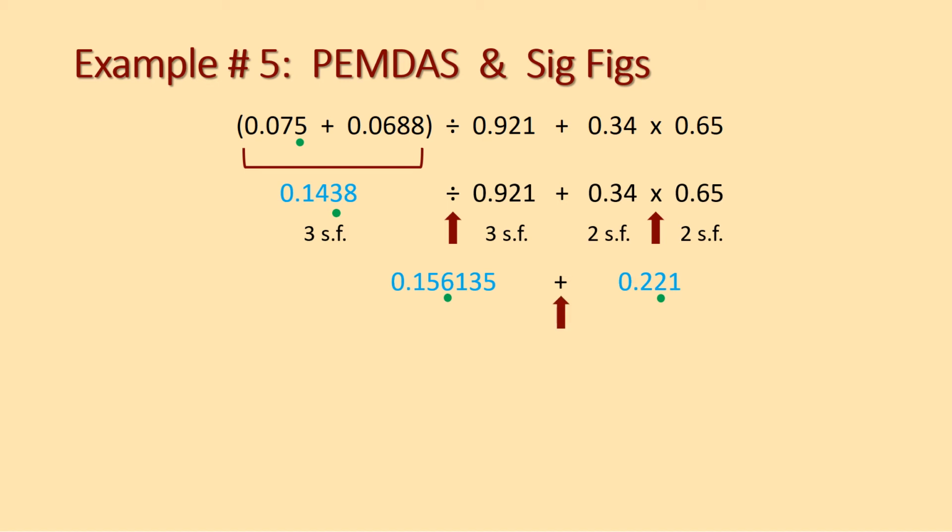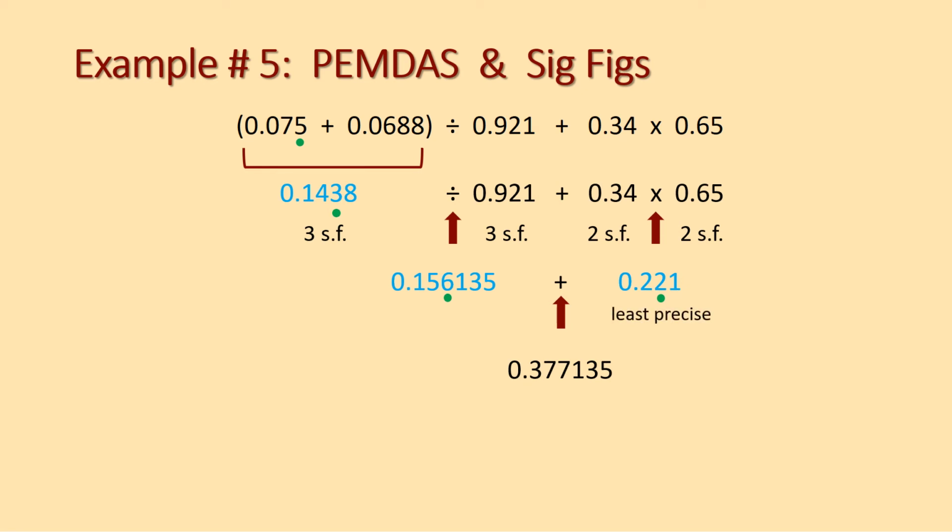When we add 0.156135 and 0.221, we get 0.377135. Now this is our final answer, and we still need to determine its significant figures. We arrived at this solution by adding, so we use the rules for adding with significant figures, which means we look to the given values and see which one occupies the least precise place. In this case, it would be 0.221.